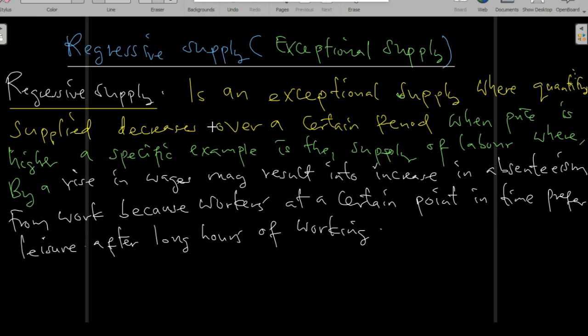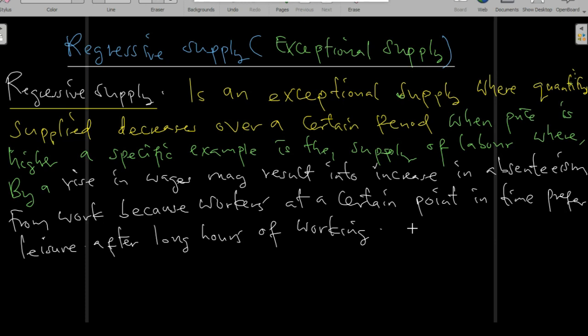Regressive supply, or exception supply. What you need to understand is, what is regressive supply? This is an exception supply where the quantity supplied decreases over a certain period when the price is higher at a specific point. An example is the supply of labor, whereby rising wages may result in an increase in absenteeism from work because workers at a certain point prefer leisure after long hours of working.